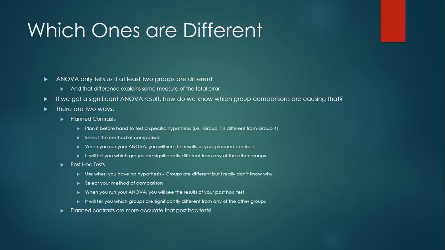Why do we do planned contrasts as opposed to post hocs? Because planned contrasts are more accurate. Planned contrasts are a more careful way of calculating this, whereas post hoc tests, many of the different versions you would run, are very susceptible to outliers, very susceptible to situations where the group means are not equal, and very susceptible to situations where there's a lot of variation in the groups. So post hocs will get you about 80% of the way there, and sometimes the results are good enough, but planned contrasts, when you set them up, will give you a much more accurate result.